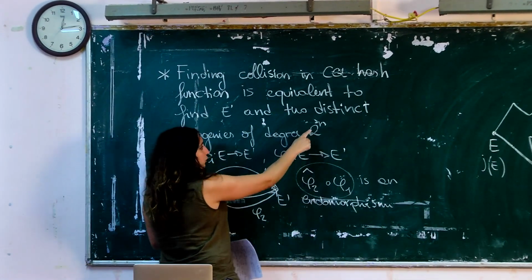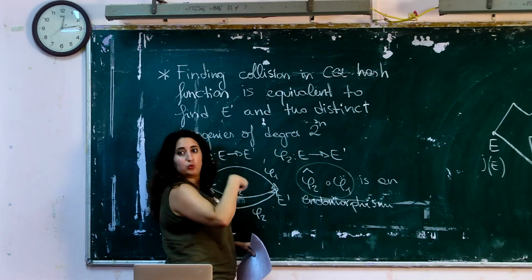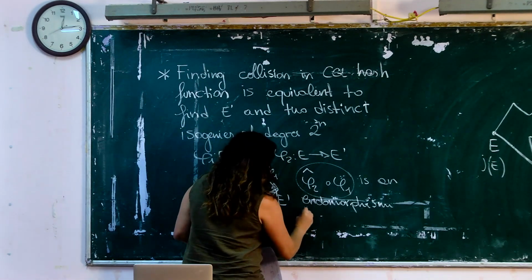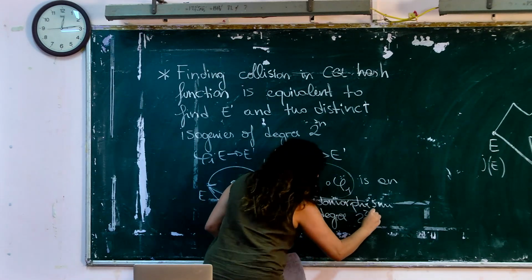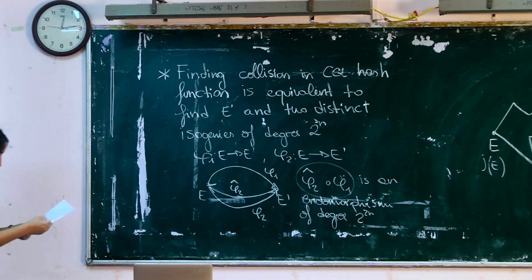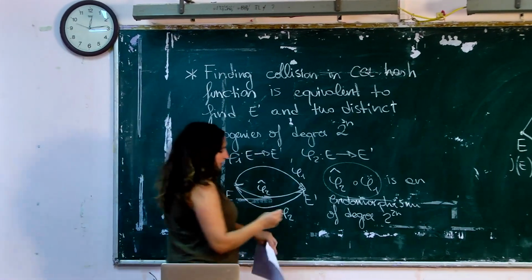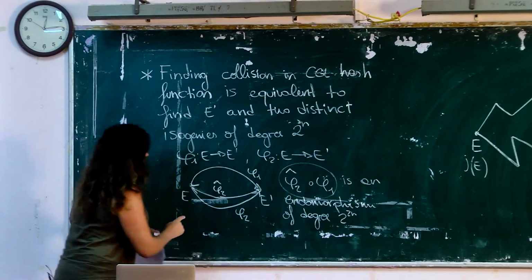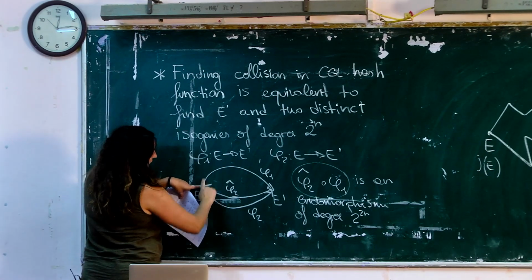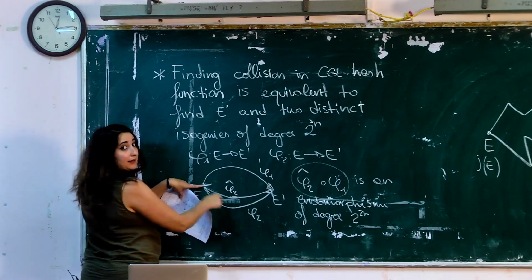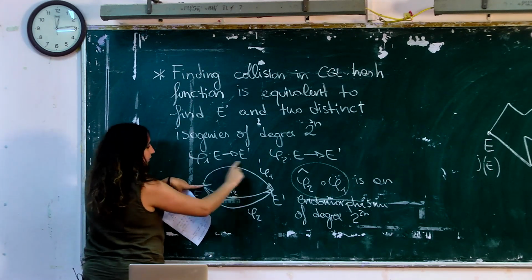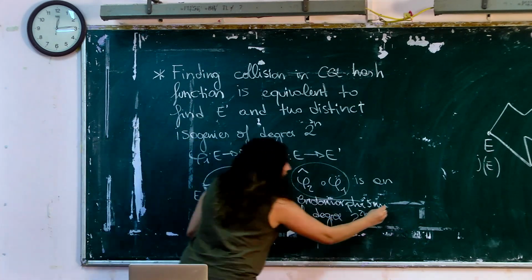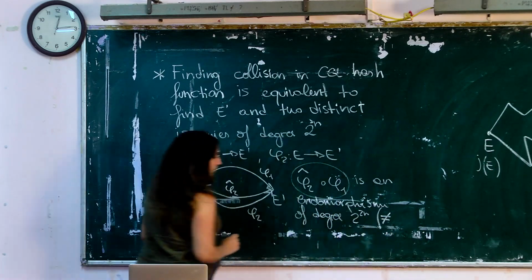Well, I compose the two degree 2 to the n isogenies, so 2 to the n to 2 to the n gives 2 to the 2n, of degree 2 to the 2n. And these two isogenies are different. You cannot fully understand this, I guess, but what is important is that this endomorphism is actually different.